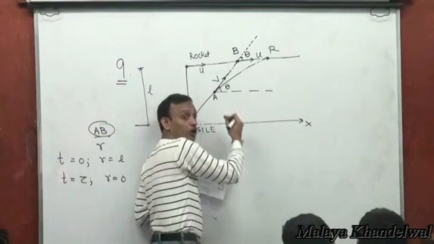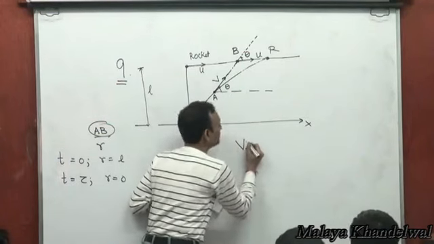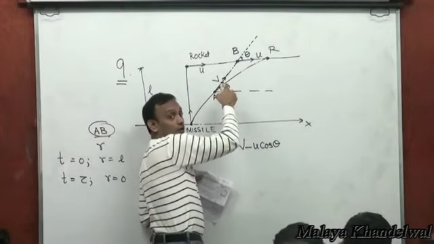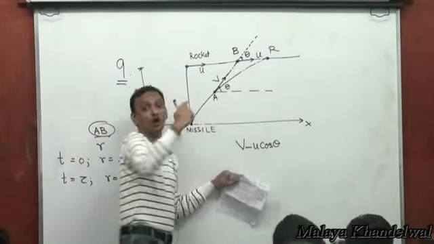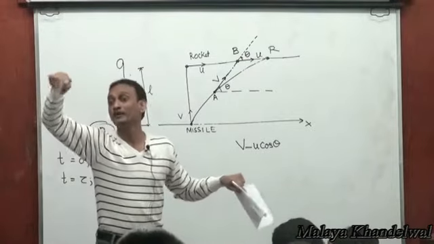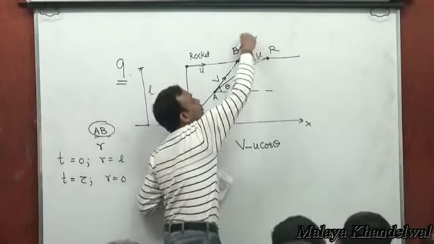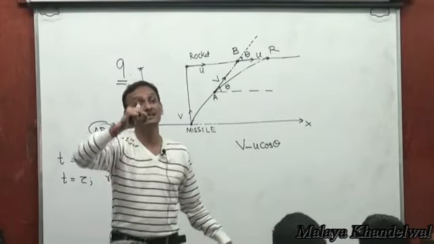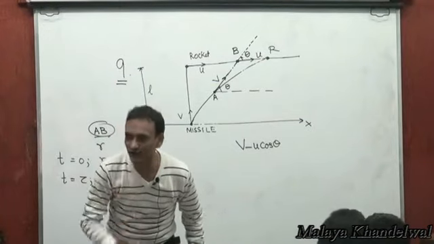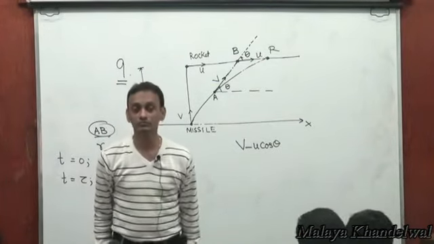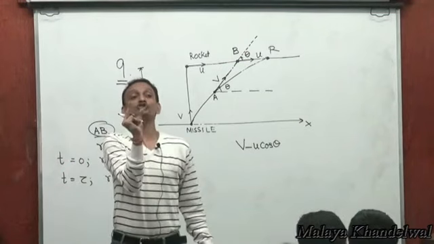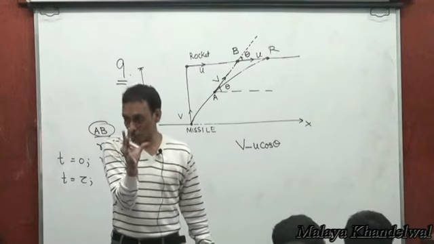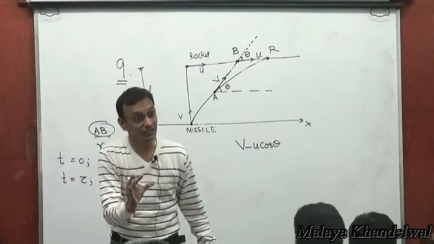Velocity of A as seen by B along AB is V minus U cos theta, yes or no? Velocity of A with respect to B along AB is velocity of A along AB minus velocity of B along AB. Velocity of B along AB is U cos theta, yes or no? So the relative velocity of A with respect to B is V minus U cos theta. Are you okay with this? And this is responsible for rate of change of r with time, right?